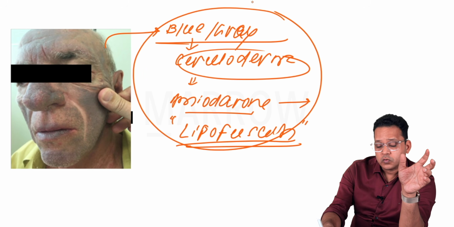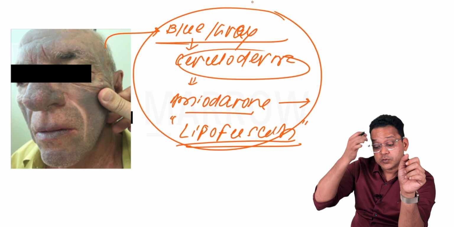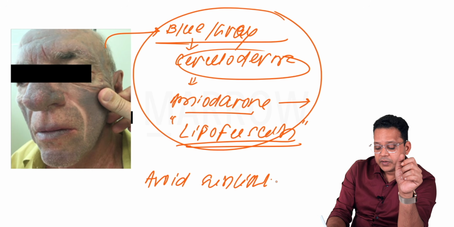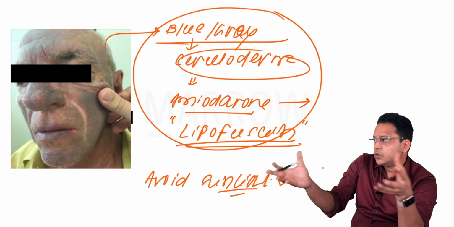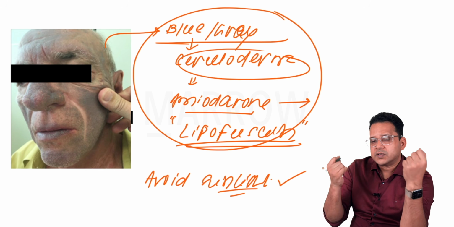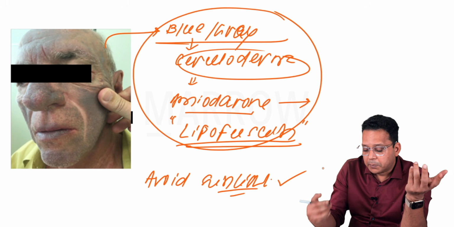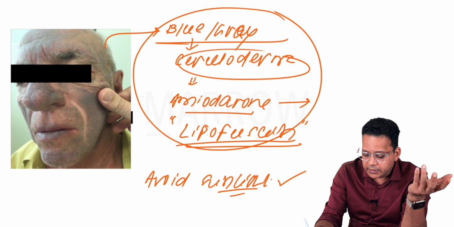So if this would be seen with amiodarone, what would I advise to the patient? I'll advise the patient to avoid sunlight. Now, how to avoid sunlight? Whenever you go out, just cover up yourself or use an umbrella or apply sunscreen. That is one way of avoiding, not completely, but partially avoiding sunlight.